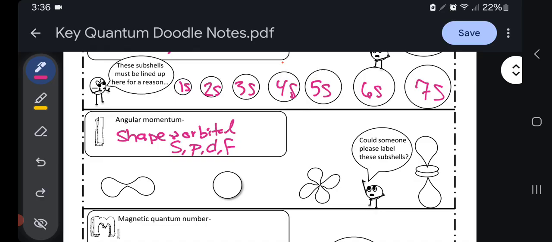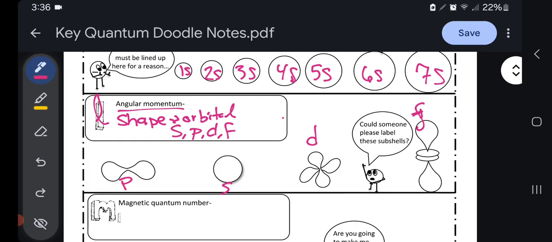Alright, so what they wanted you to see here is that, obviously we've been saying the dumbbell is the p shape, okay? The p has many orientations, but that's the p shape. This is the s, this is the d, and this is the f. There's that dead spot on my screen again. Okay, so the s, p, d, and f orbitals. And that's l, or the angular momentum.